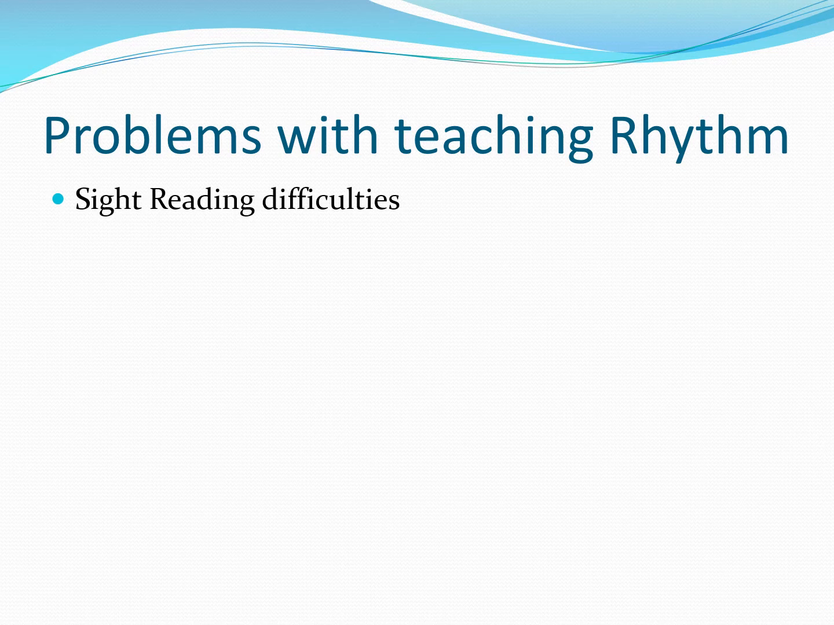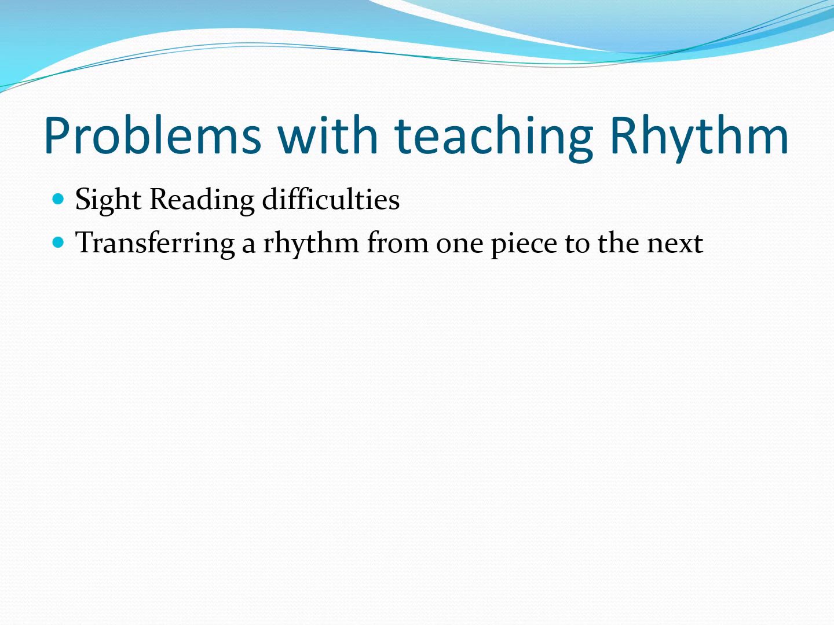Also, problems that we might see arise from this is from transferring a rhythm from one piece to the next. In other words, you teach a rhythm in one song, and then the kids see the exact same rhythm again in another song, but they can't make the connection and they can't read it. Sometimes it's kind of frustrating as a teacher to think, hey, I just taught you this in exercise 20. Why can't you play it in exercise 21?